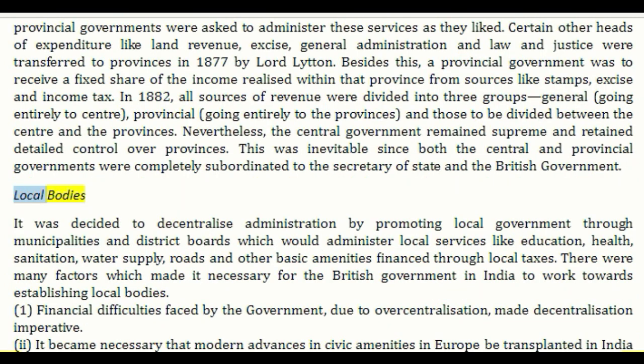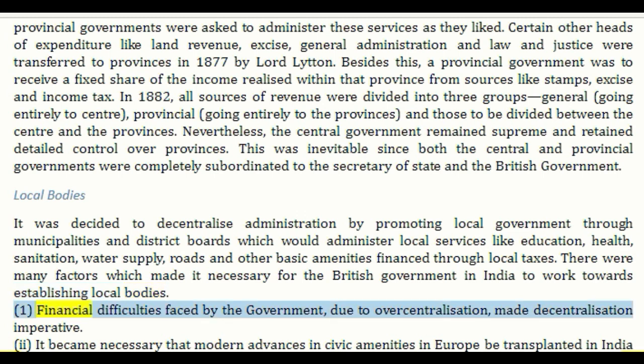Local bodies. It was decided to decentralize administration by promoting local government through municipalities and district boards, which would administer local services like education, health, sanitation, water supply, roads, and other basic amenities financed through local taxes. There were many factors which made it necessary for the British government in India to work towards establishing local bodies.